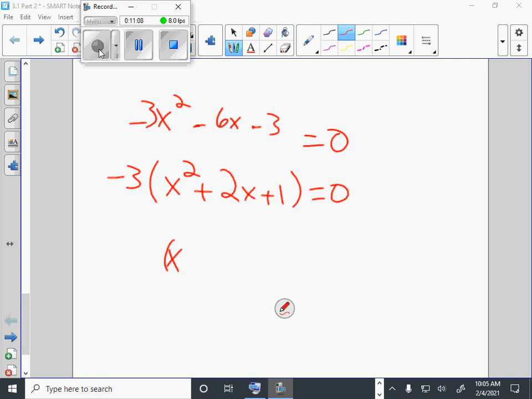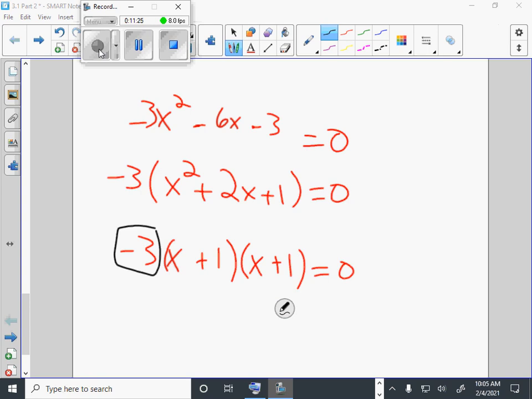So inside the parentheses, we're going to have x and x. The factors of 1 is just 1 and 1, and it's positive, so it's going to be plus, plus. Okay, that's going to be equal to 0 along with this negative 3. Okay, now we're going to break this down into 3 different parts.